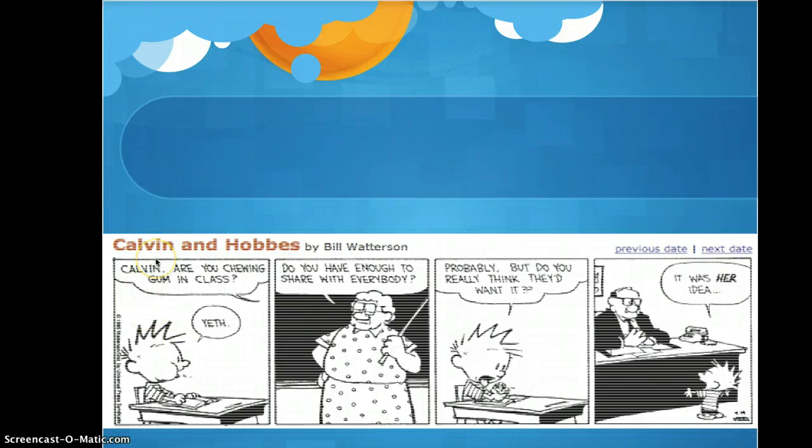Calvin, are you chewing gum in class? Do you have enough to share with everyone? Probably, but do you really think they'd want it? And he pulled the gum out of his mouth. I can see it right here. Nah, yeah, it was her idea. Her, I'm thinking, is the teacher. I'm thinking this guy is the principal, and I think he got in trouble for sharing his wad of gum with the whole class. What do you think? Are you making the same inferences that I am?